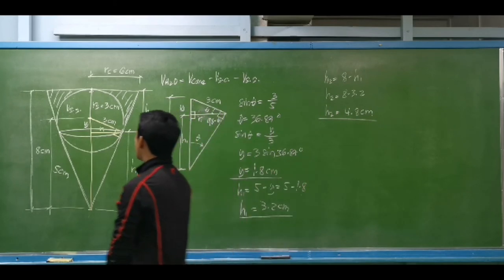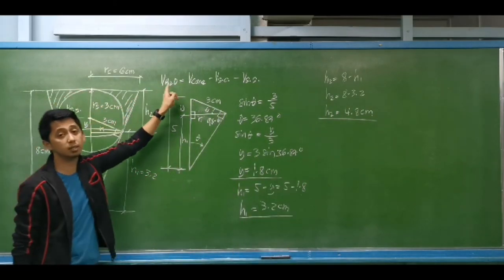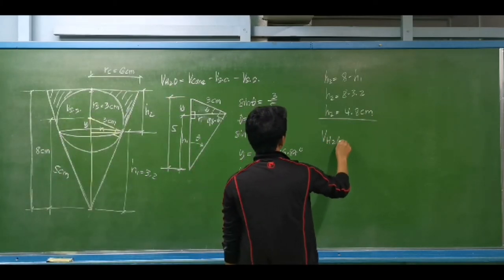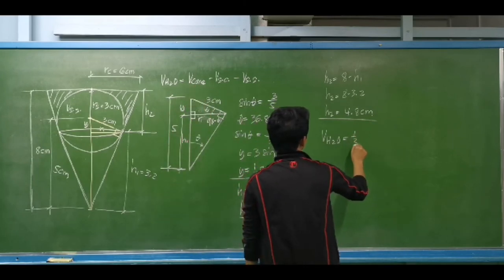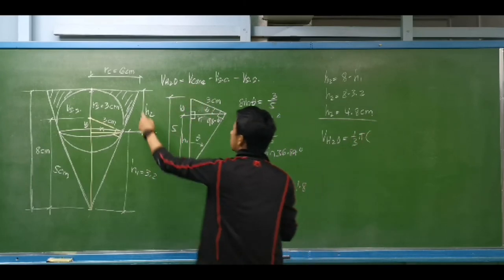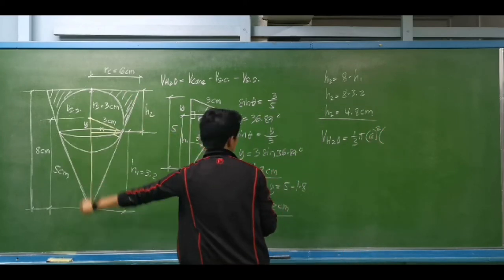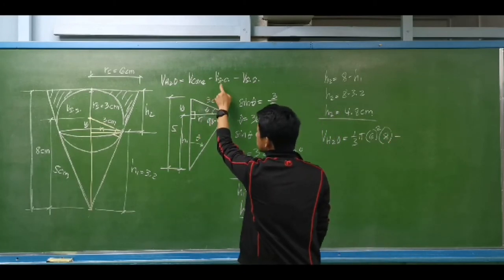Okay, so nakuha ko na yung mga heights na kailanganin ko para makuha yung volume ng tubig. Ito lang yung key idea natin. So we have the volume of water is equal to, ano yung volume ng cone? That is 1/3 of pi. Ano yung radius? We have 6 squared. Ano yung total height? 8 centimeters. Okay, minus yung volume ng small cone.